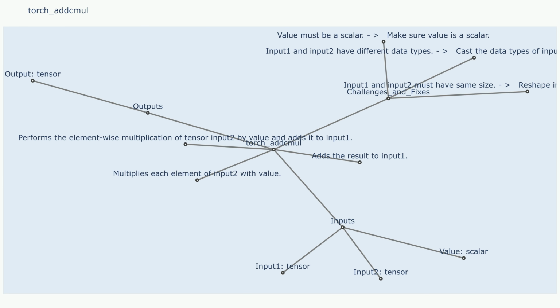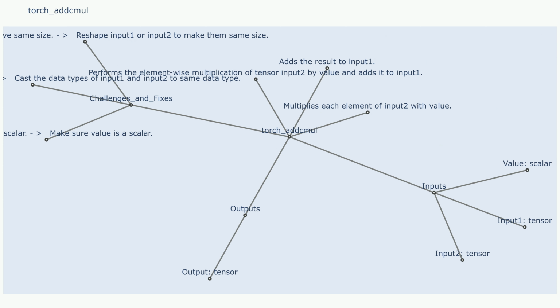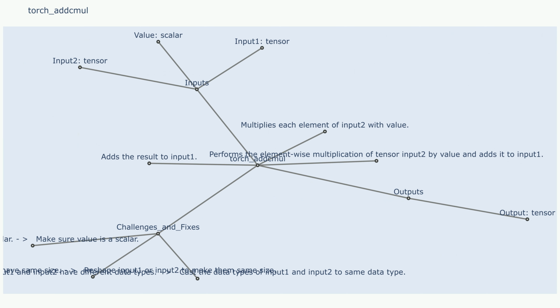torch.addcmul. Description: the torch.addcmul function performs the following operation. out = input + value * tensor1 * tensor2. Where input is the input tensor, value is the scalar value to multiply with the product of tensor1 and tensor2, tensor1 is the first tensor to be multiplied with tensor2, and tensor2 is the second tensor to be multiplied with tensor1. This function is equivalent to out = input + value * torch.mul(tensor1, tensor2), but it is more efficient for large tensors.